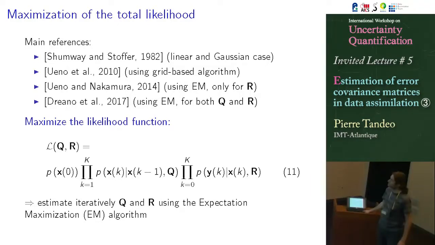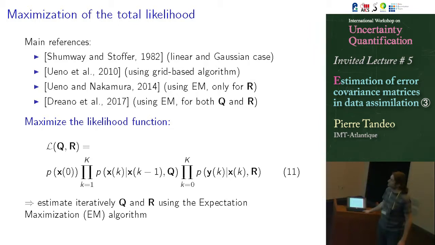A second one is the last method. So this is my last method, which is based on the maximization of the total likelihood. Okay. So if you remember our nonlinear state space model, the first equation, I put it in the second or third slide.